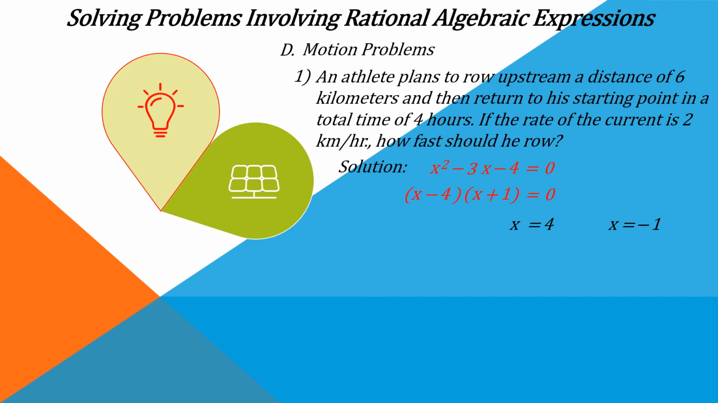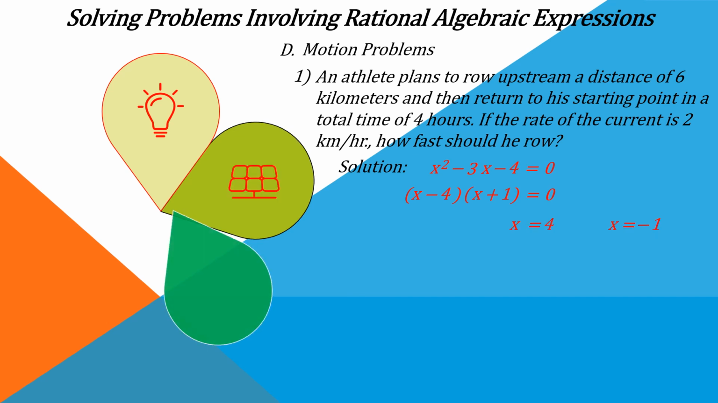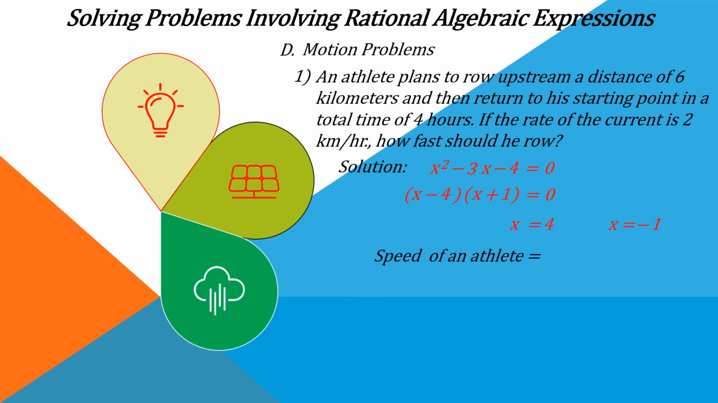equal to negative 1. But there is no speed of negative 1, so we will just consider x is equal to 4. The speed of the athlete is equal to 4 kilometers per hour.